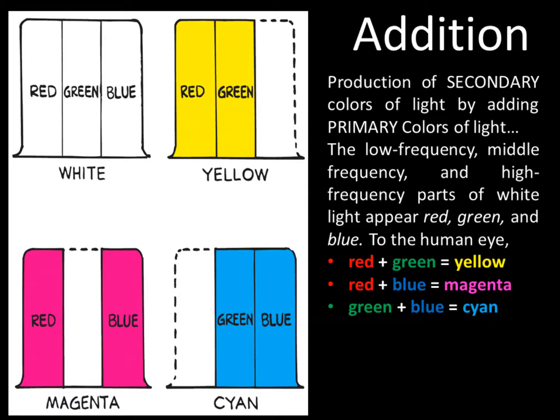The low frequency, middle frequency, and high frequency parts of white light appear red, green, and blue to the human eye. So the secondary colors are red and green is yellow, red and blue is magenta, and green and blue are cyan. So yellow, magenta, and cyan are called secondary colors of light and red, green, and blue are primary colors of light. Now, this is not to be mistaken with primary colors of paints. Paints are very different. Things are very different when it comes to pigments. Don't confuse the two.